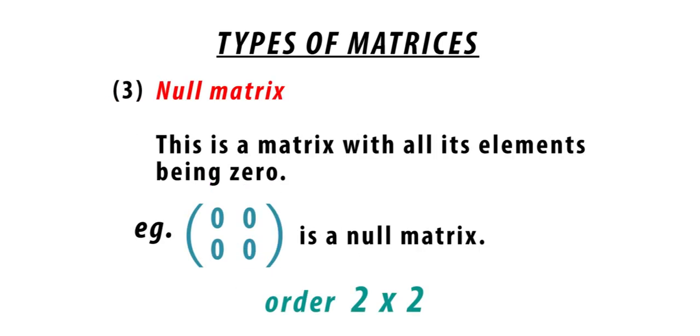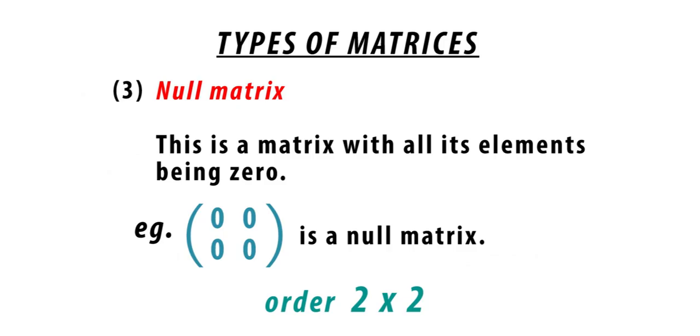3. The null matrix. This is a matrix with all its elements being 0. Example of a null matrix is 0, 0, 0, 0. This matrix has the order 2 by 2. All its entries are zeros. Good.